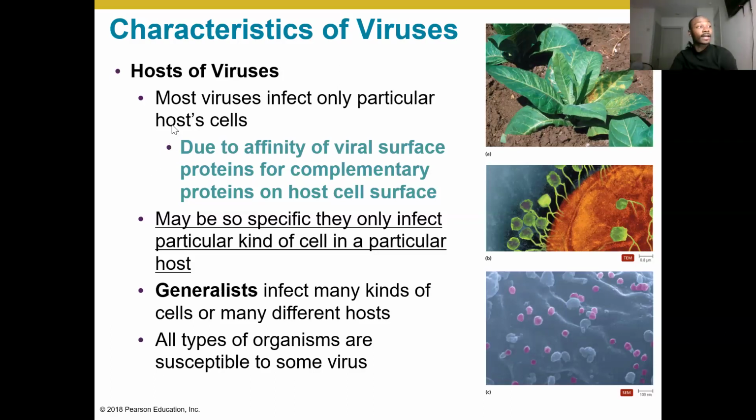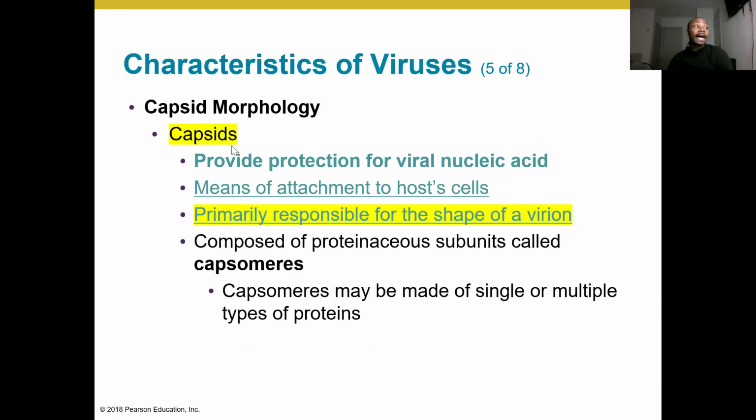Now, a virus will infect a host cell. Some viruses will only infect your liver cell or only your brain cell, because of the affinity of that viral surface protein for complementarity on your host cell surface. They may be so specific that they only infect particular kinds of cells in a particular host.